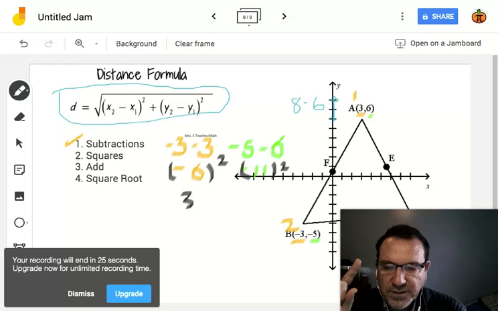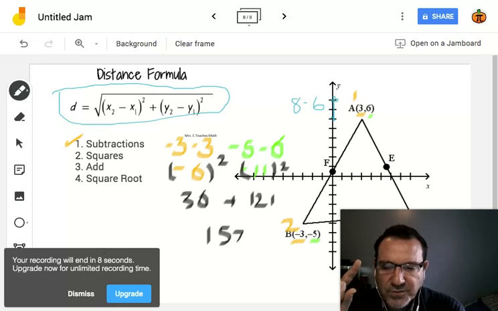So this is 36. And this is positive, excuse me, positive 121. Okay, next step is to add those. That's step 3. I get 157. And the final step will be to get the square root of 157. You plug that in the calculator, and you'll get about 12.5. That's it.